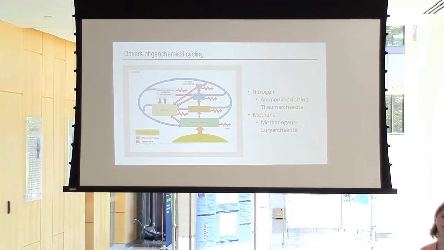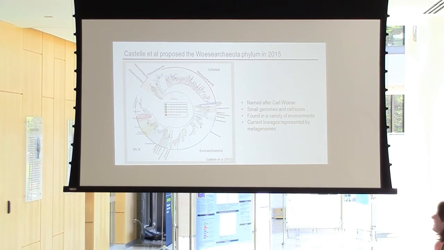Prokaryotes are major drivers of geochemical cycling, and they're important to study for that reason. And archaea, not to be left out, are nitrogen cyclers, or ammonia oxidizers, an example of which is Thaumarchaeota, and methane cyclers, methanogens, an example of which is the superphylum Euryarchaeota. Vosarchaeota is a recently discovered phylum.